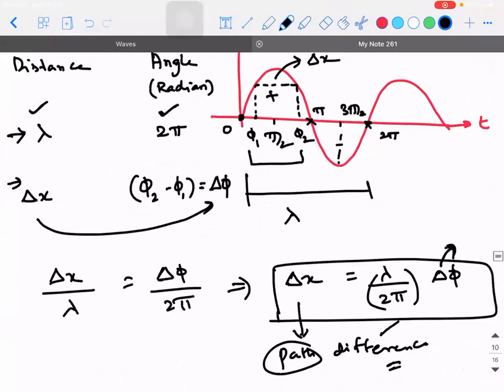Should I repeat it again? You can please make a note from here. Sir, may I repeat that definition of path difference? There is no definition. I randomly told. See, path difference means it is a distance between 2 points. So the distance between 2 points on a wave, where the corresponding phase difference is delta phi. That's it.